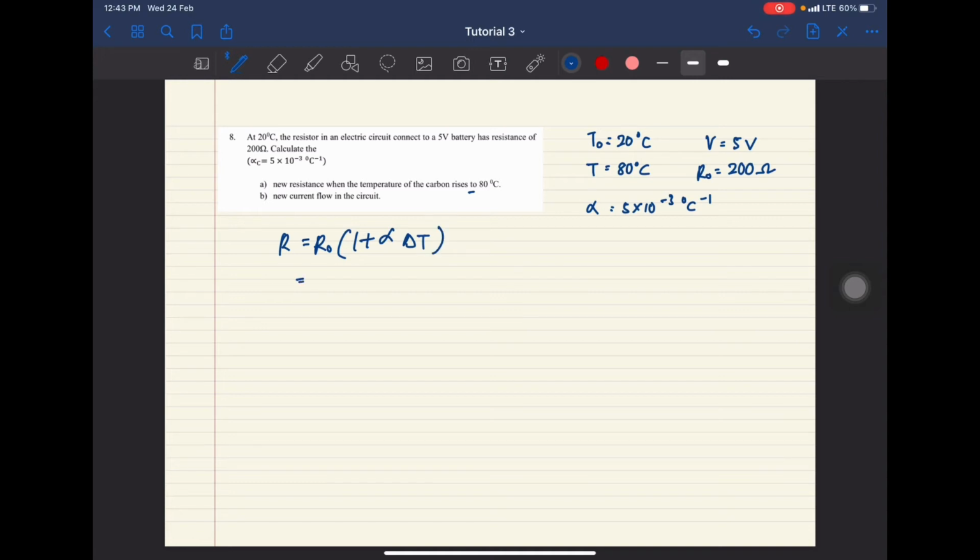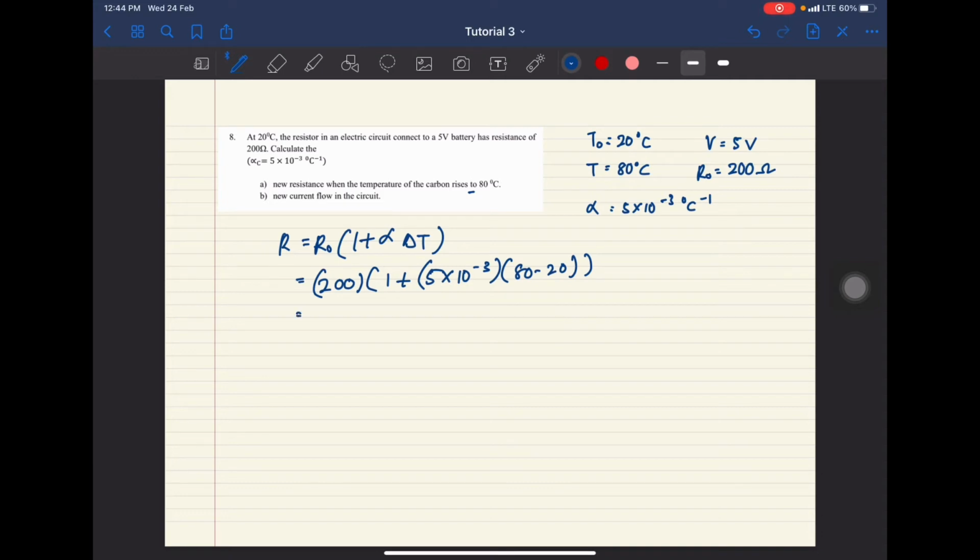So R0 is 200. Okay, now you just have to substitute. Make sure you substitute correctly, press your calculator correctly, then you should be okay. 5 times 10 negative 3 multiply with the delta T, so it will be 80 minus 20. You don't have to change to Kelvin. If you want to change, it's up to you, because if you change to Kelvin, it's still minus 273. The alpha given here is in Celsius, so it makes sense to calculate in Celsius.